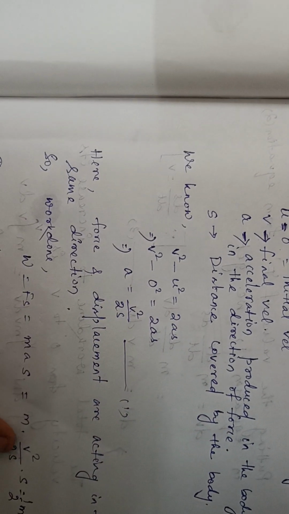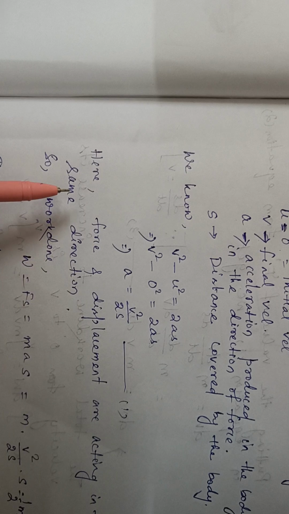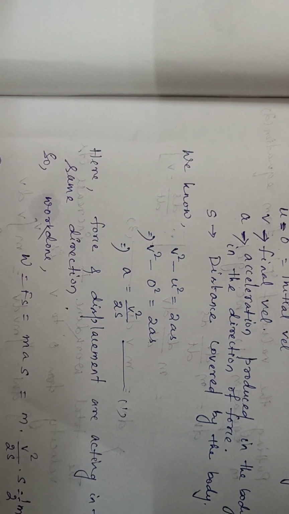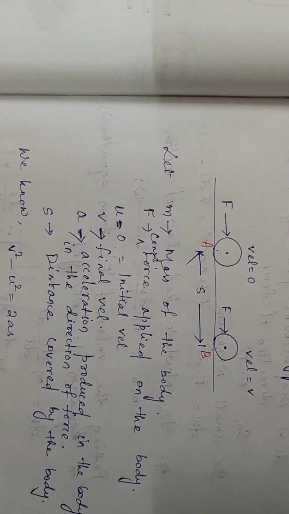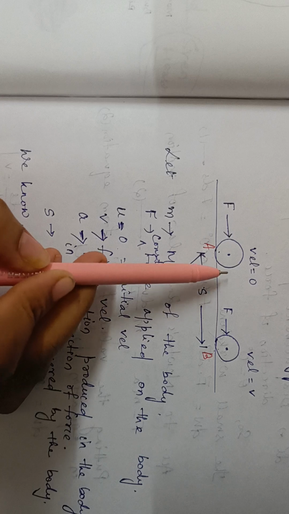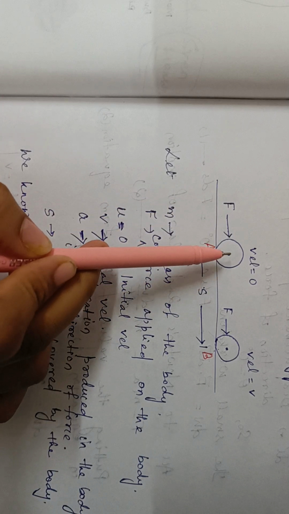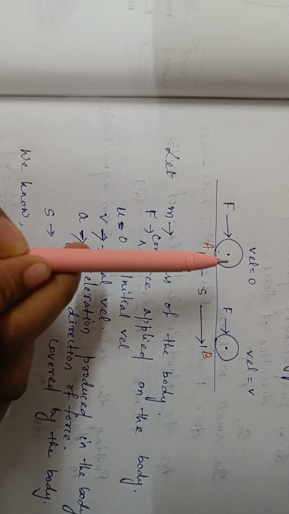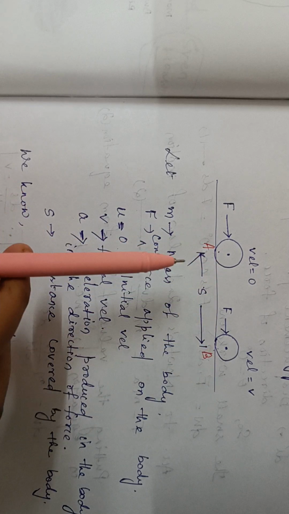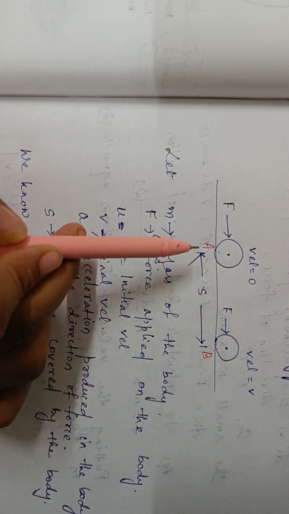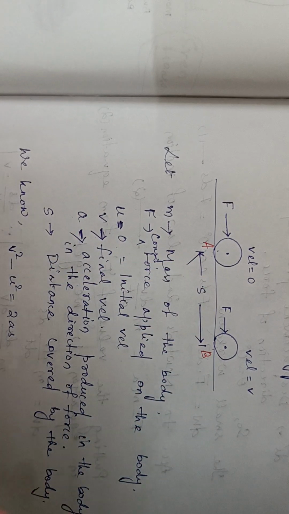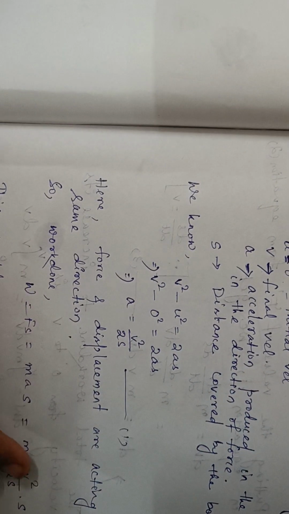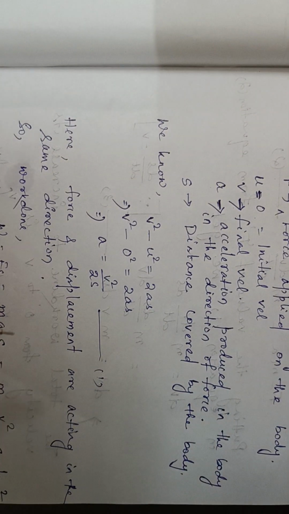Now you see, force and displacement both are acting in the same direction. Refer to this diagram. When we apply a force, the body is displaced along the direction of the applied force. That means the displacement and the applied force are in the same direction. So what is the angle between these two? Theta is equal to 0 degree.